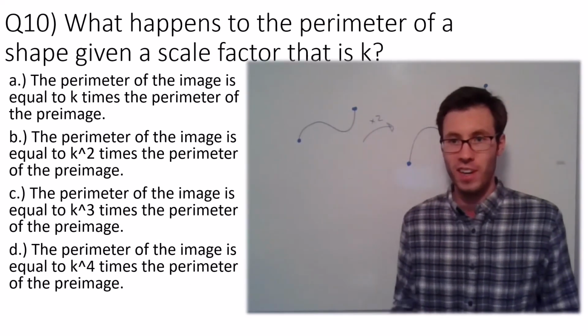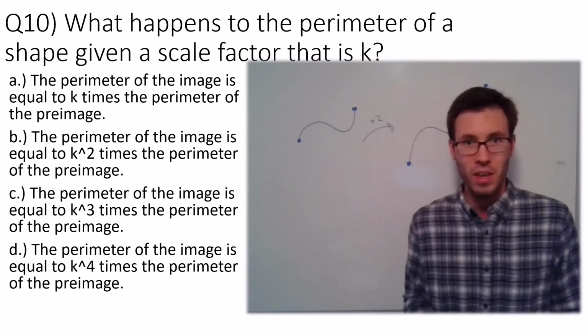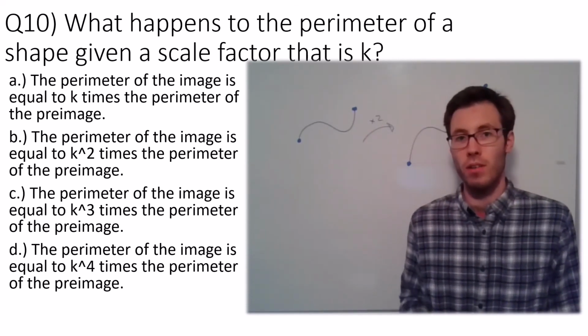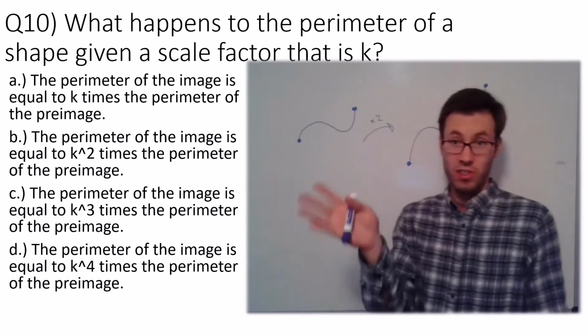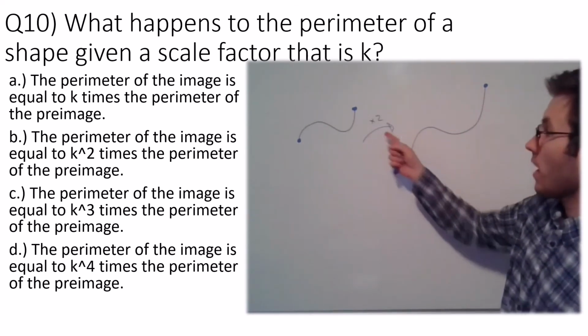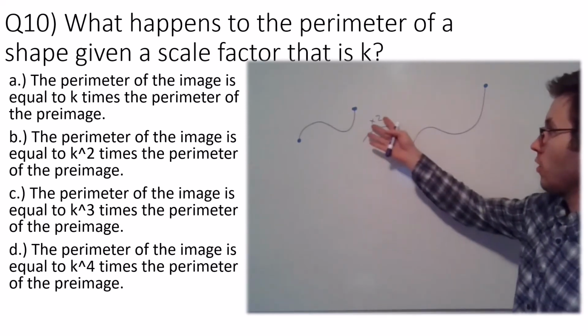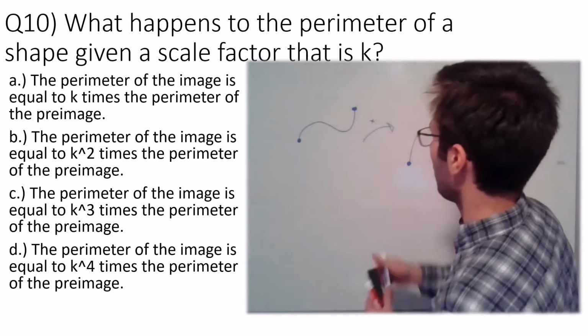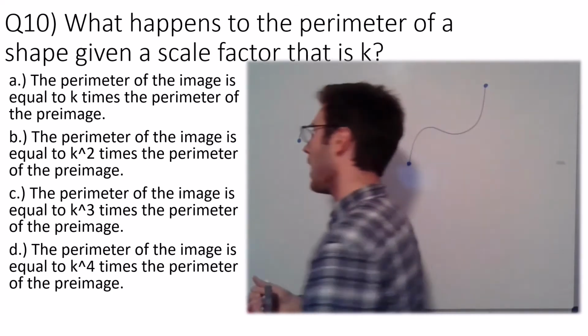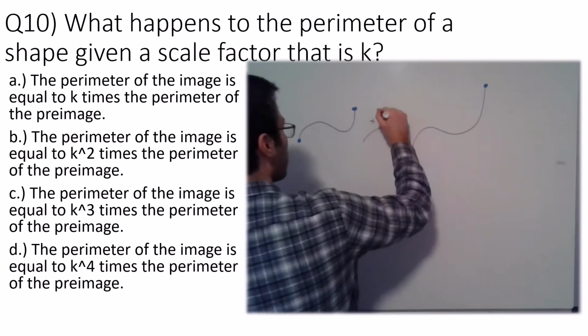All right, I like these questions here. So, what happens to the perimeter of a shape given a scale factor that is k? You have some kind of transformation. It's a similarity transformation. Its scale factor, let's just say it's 2. You have some kind of scale factor. It doesn't matter what it is. Actually, let's make it be k here. It says, what happens to the perimeter of the shape?